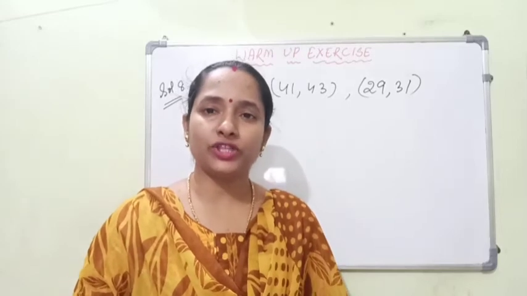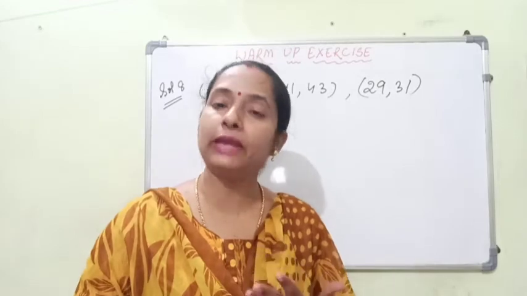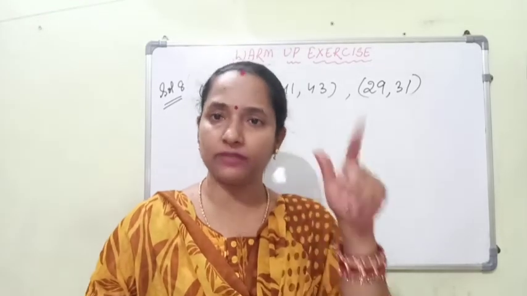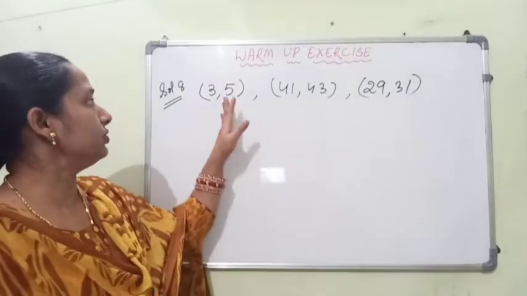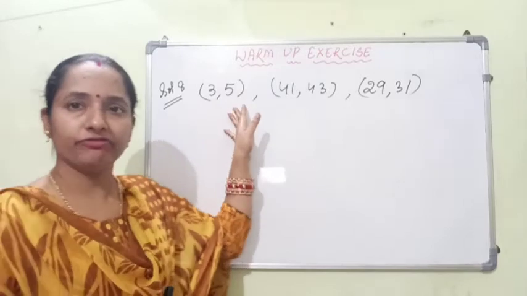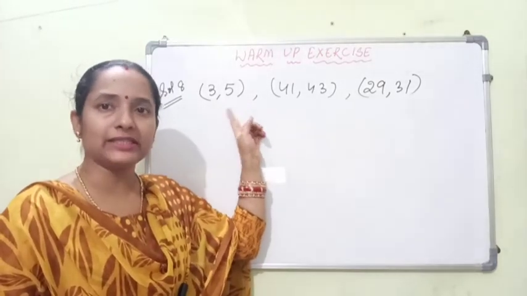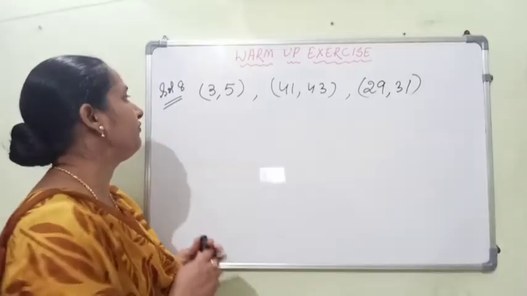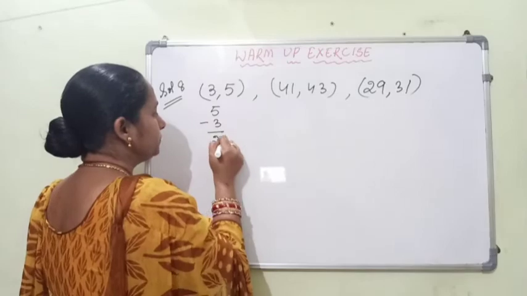Children, in question number 8, you are asked to find the three pairs of twin prime numbers from the given set of numbers. So here I have found a few. Here you see 3, 5. Both 3 and 5 are prime numbers, and if you find their difference, 5 minus 3 is how much? 2.